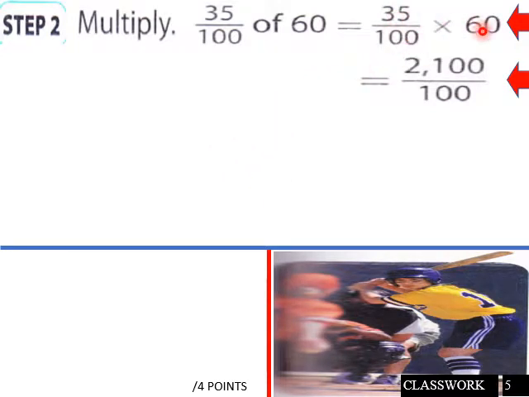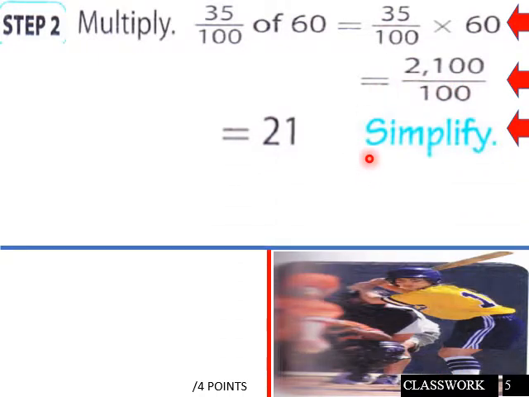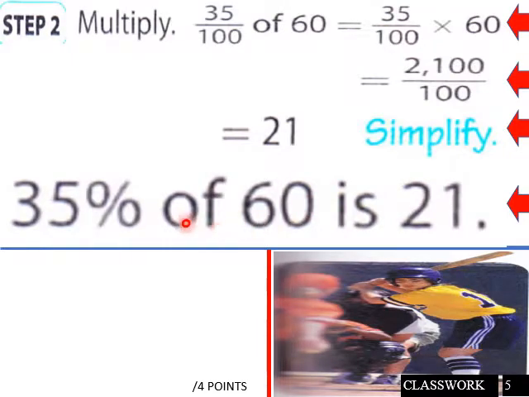So 35 times 60 would be 2,100 over 100. And then when we simplify that, we get 21. So 35% of 60 would be 21. Therefore, 35% of 60 is 21.